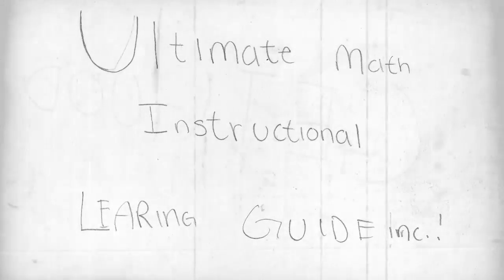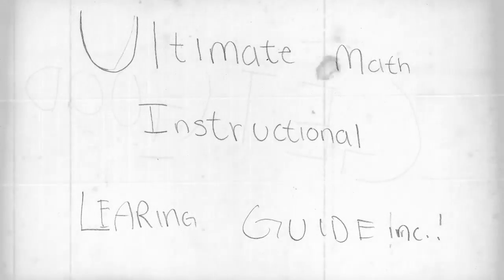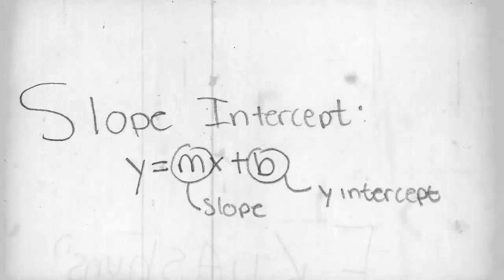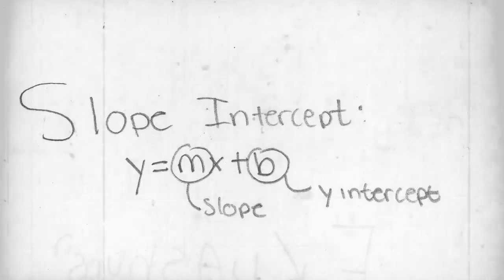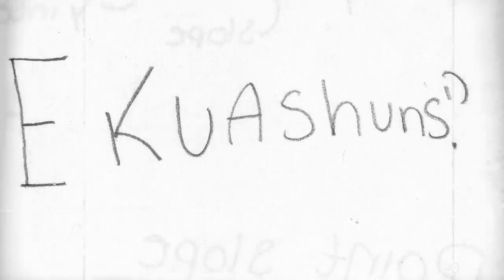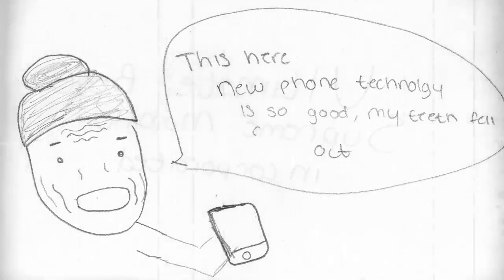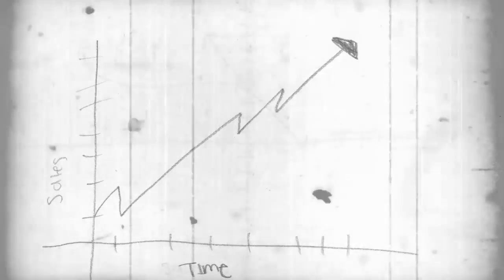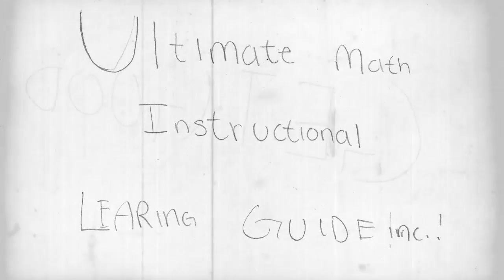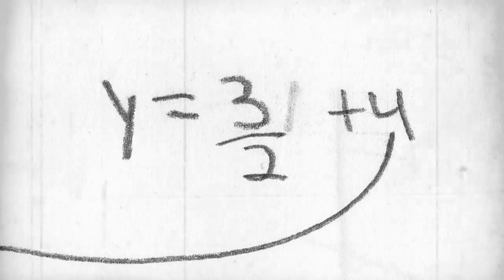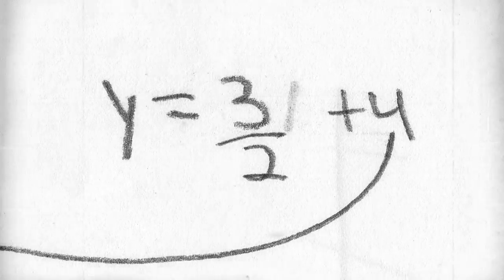The first equation we have is our slope-intercept form equation, y equals mx plus b, where m is the slope and b is the y-intercept. You will be able to do things with this equation, such as graphing, finding how much your phone plan will cost, or simply seeing the rate of your sales on your new business. Let's start with graphing. Let's graph the equation y equals 3 over 2 x plus 4.